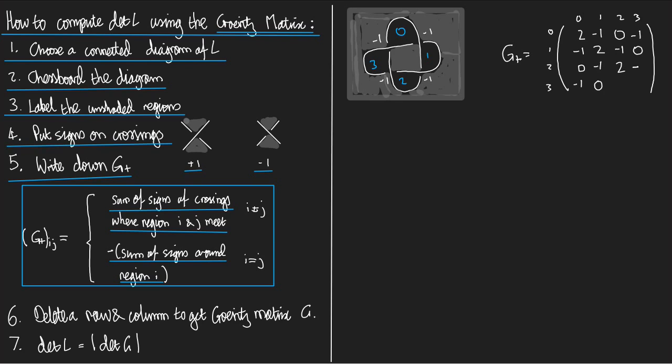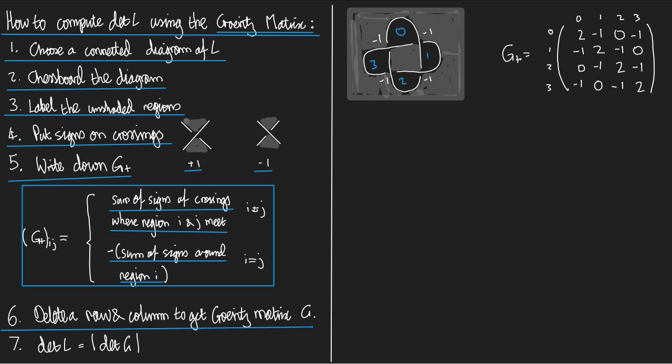Whereas between 2 and 3, there's a single minus 1. And then around region 3, there's 2 minus 1s, so we add those up to get minus 2 and we negate it to get 2. So this is G+, and I just referred to it as the Goeritz matrix. It's not. This is the G+ matrix. The next step is the Goeritz matrix.